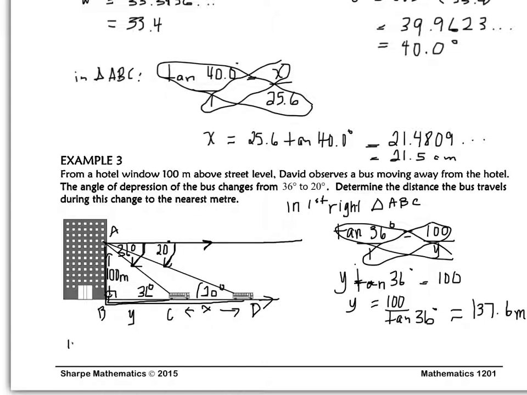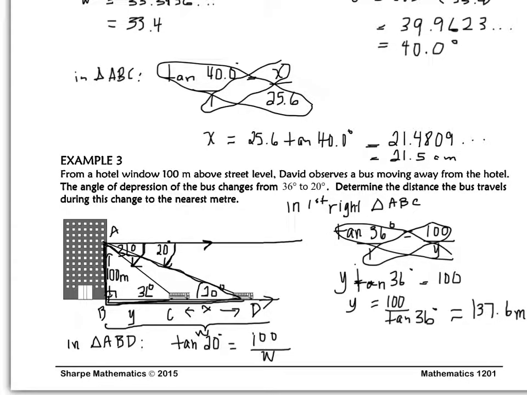So in triangle ABD, we can again use the tan ratio. The tan of 20 degrees is opposite, which is going to be 100, because this is the triangle we're using now from here to here, over, and I'm just going to call it, from B to D, I'm going to call that W for now. So that would be over W.